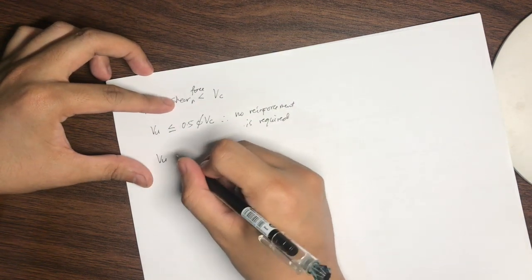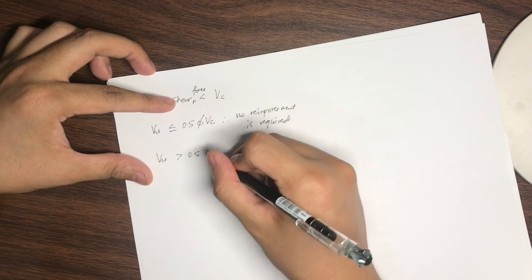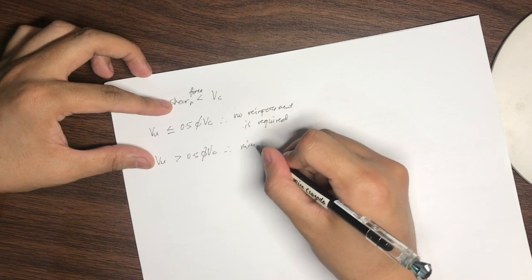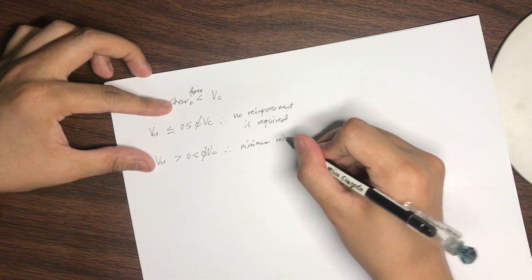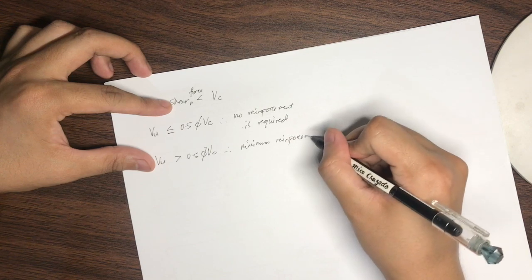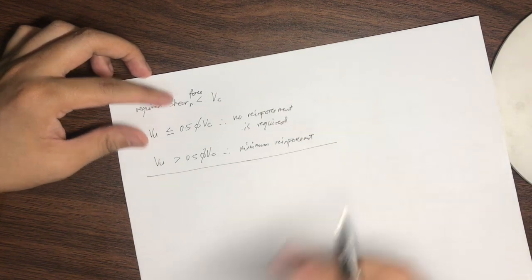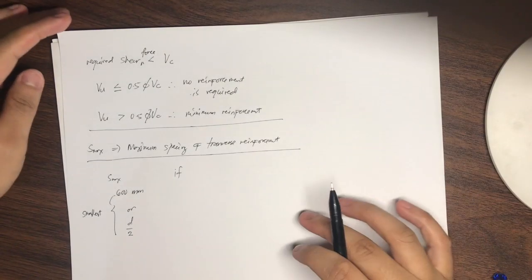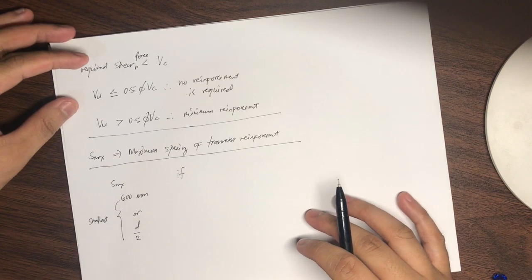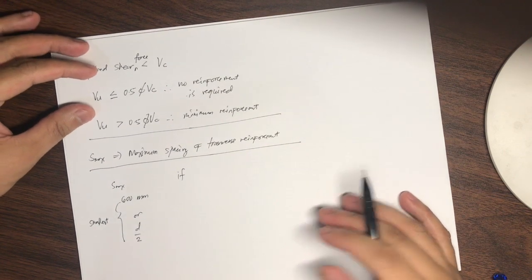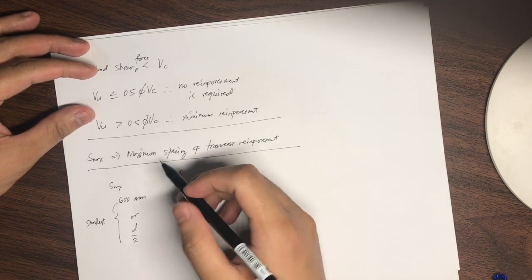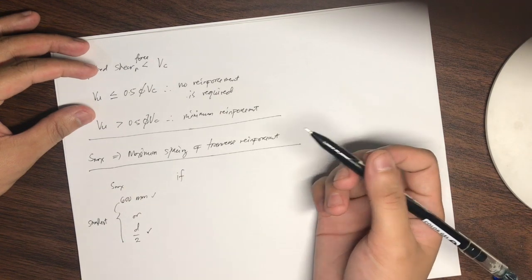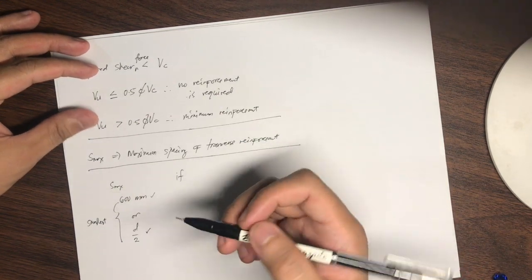However, if VU exceeds the value of 0.5 of phi VC, we will be using the minimum reinforcement. So these are the formulas that we need to consider. So let's also consider the formula for the maximum spacing of transverse reinforcement. So the maximum spacing of transverse reinforcement is 600 millimeters, or the effective depth divided by 2, whichever is the smaller value or the smallest among the two.